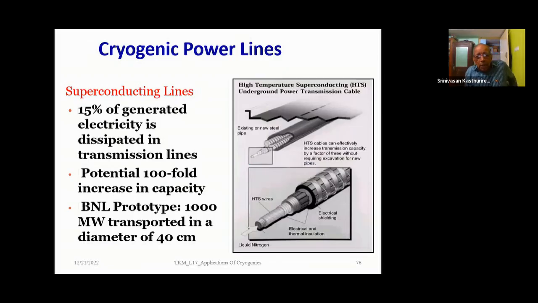There are also cryogenic power lines. Superconducting lines are there. 15% of the generated electricity is dissipated in transmission lines. Potential 100-fold increase in the capacity. The prototype, for example, what they have done is 1,000 megawatts is transported in a diameter of 40 centimeters. Sorry, this much power is actually transmitted by this cryo cable, okay, or cryo power line.